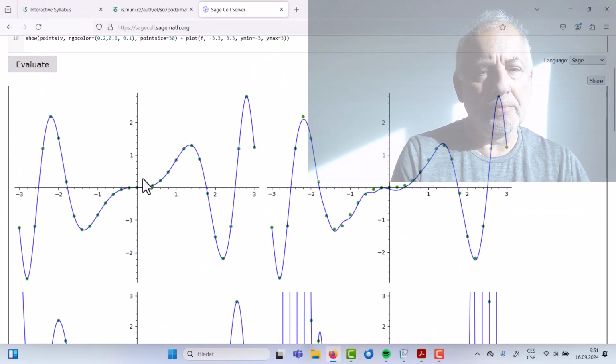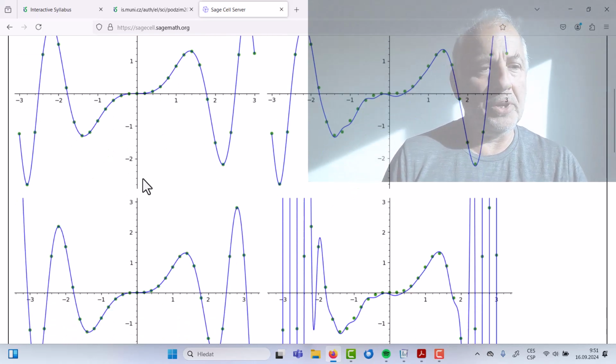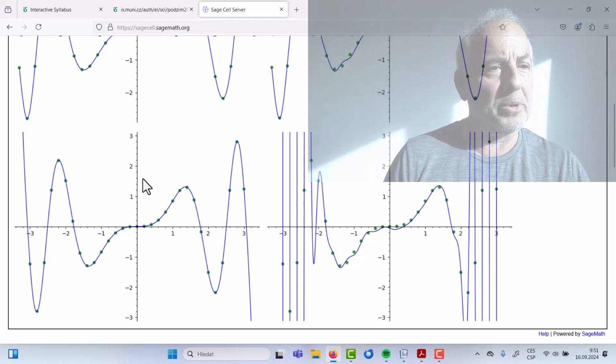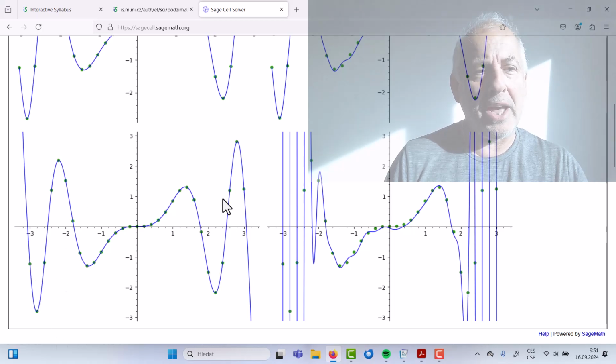Right, so you see the splines are doing quite a good job. The polynomials are absolutely horrible because they just tend to run away, right? They run away to infinity here, to minus infinity here. And although inside of the interval it wasn't that bad, outside of the interval it was horrible.